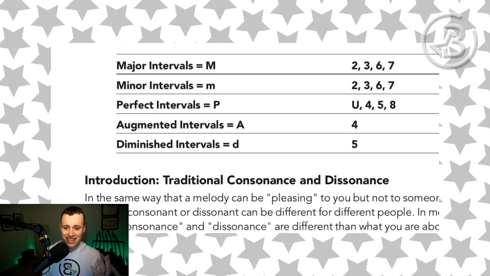Seconds, thirds, sixths, and sevenths can all be major. Minor intervals. The abbreviation for minor is a lowercase m, and seconds, thirds, sixths, and sevenths can all be minor intervals. Perfect intervals. That's going to be a capital P. P means perfect. Unisons, that's when 2 notes are exactly the same pitch class, same octave. Fourths, fifths, and octaves can be perfect.